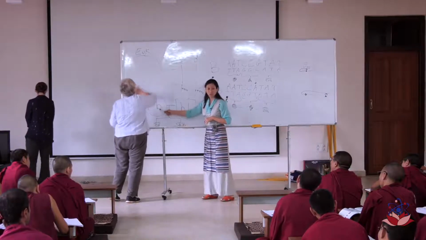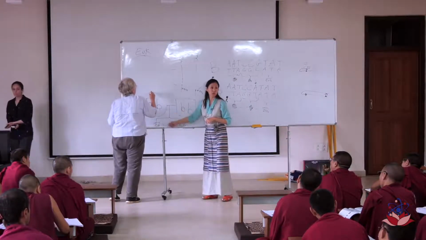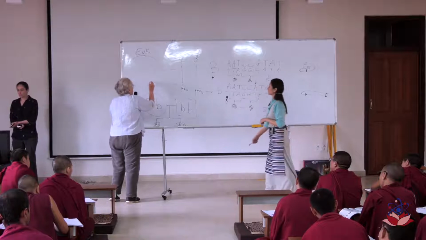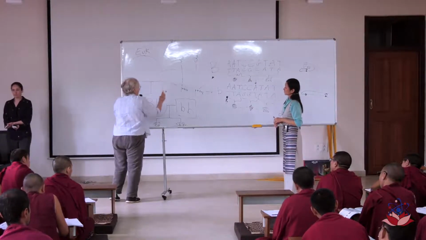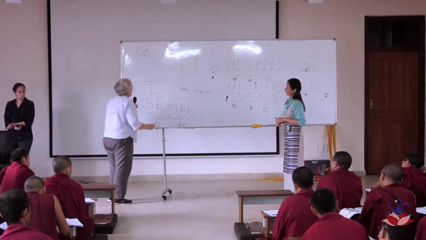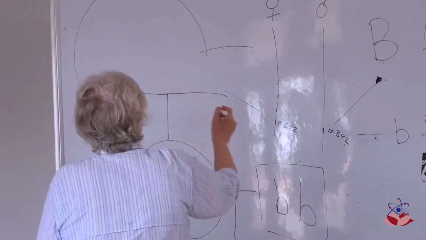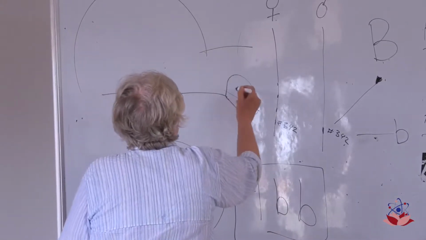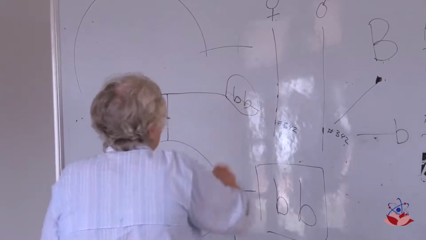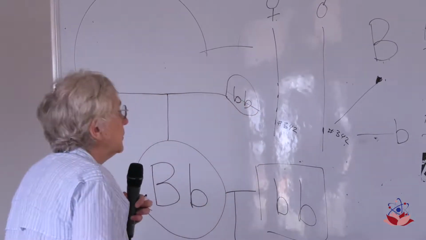And I actually knew that before. I didn't know how many blue-eyed sons I might get, but I could tell you, my mother was blue-eyed, so I have to have a little blue allele, a little B allele.